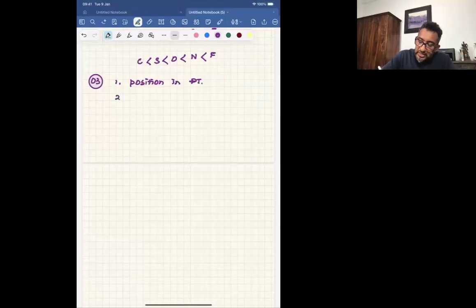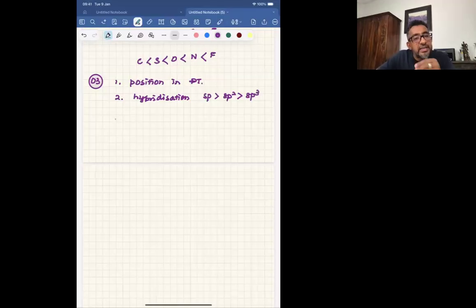The second one is hybridization. Under hybridization, sp hybridized is more electronegative than sp2. Sp2 hybridization is more than sp3. Higher the s character, greater the electronegativity.